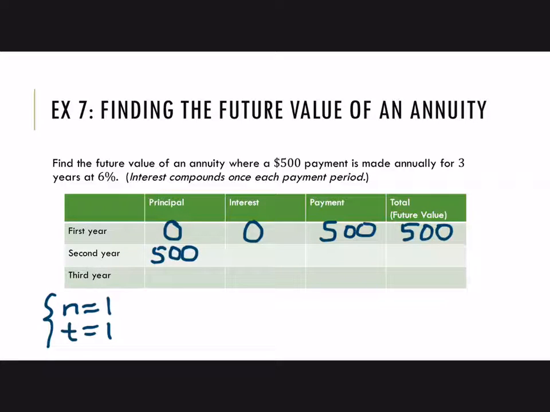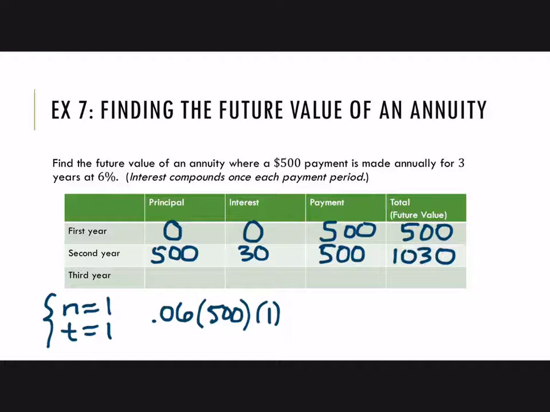So to calculate interest, we just want to take 6% of 500, and then your time is 1. You're multiplying by 1, so you can skip that if you want to. Okay, so 6% of 500 is $30. And then at the end of the second year, another regular payment will be made, another 500. So the total value, you would add up all three of those numbers, and the annuity would have $1,030 in there.